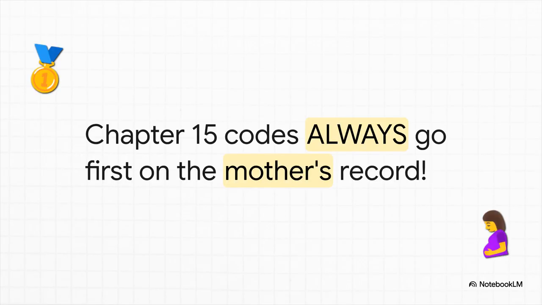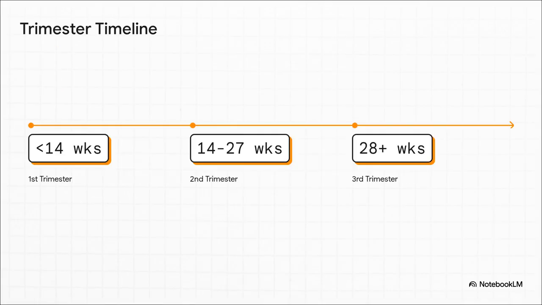So the crucial point is this: when we hit Level 5, pregnancy, childbirth, and the puerperium, normal rules completely take a back seat. Chapter 15 codes are the ultimate override. They always take sequencing priority over codes from literally any other chapter on the mother's record. Let's see how this builds in complexity.